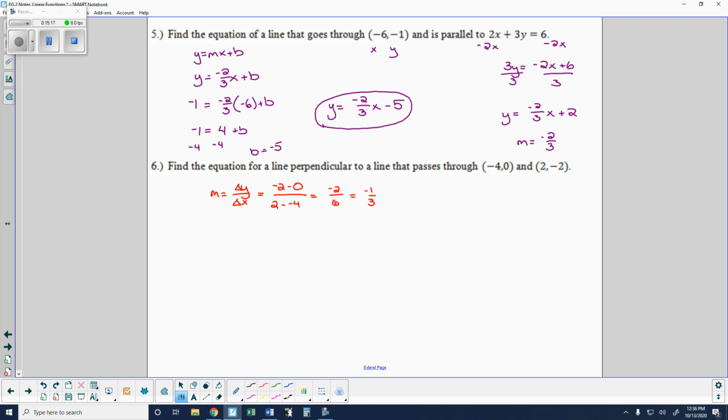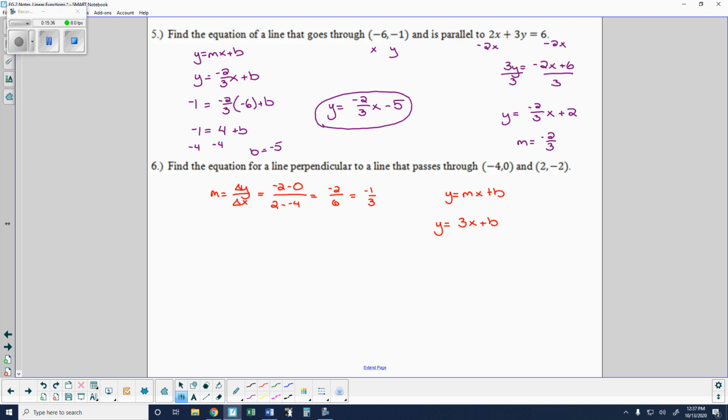This is not the slope of our new line. Remember, to be perpendicular, two lines have to have slopes that are opposite reciprocals of one another. So for my new line, the slope, instead of being negative, is going to be positive. Instead of being 1 over 3, it's going to be 3 over 1.